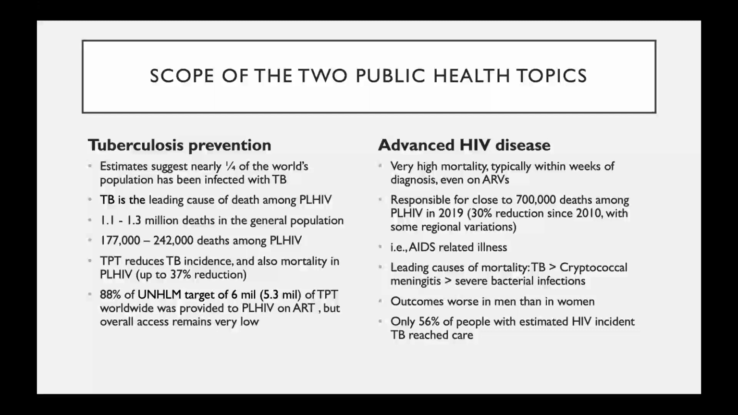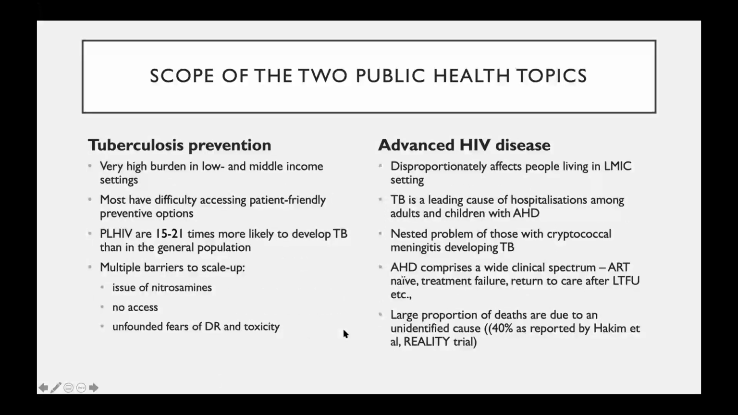We now know that for a multitude of reasons, the outcomes are worse in men than in women. And 56% of people with an estimated HIV incident TB have actually accessed care. These are problems that disproportionately affect low and middle income settings, and both have this challenge of access. In the case of TPT, it's accessing patient-friendly preventive options. In the case of AHD, it's accessing that package of care. People living with HIV are 15 to 21 times more likely to develop TB than the general population, and there are multiple barriers to scale up.